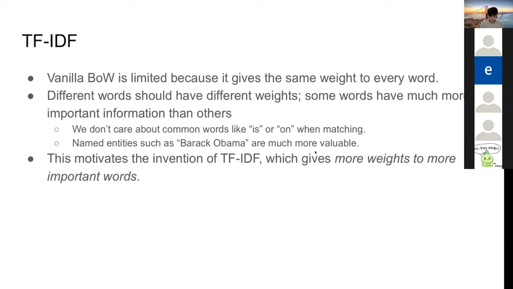Another issue with vanilla bag of words is that it gives the same weight to every word. So we want to assign different weights to different words depending on their importance. For instance, words like is, on are very common words, and we don't really care about matching them, right? We want to make sure that the query matches with documents that overlap in the important words, like Barack Obama, like named entities, for instance. This basically motivates the invention of TF-IDF, which gives more weight to more important words.